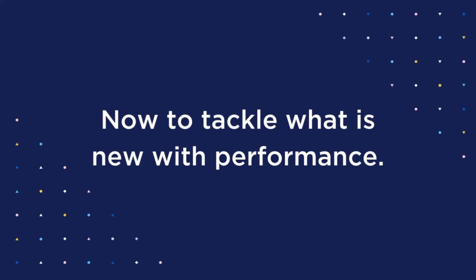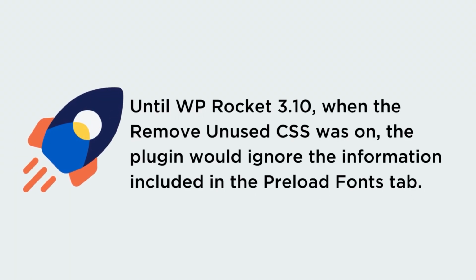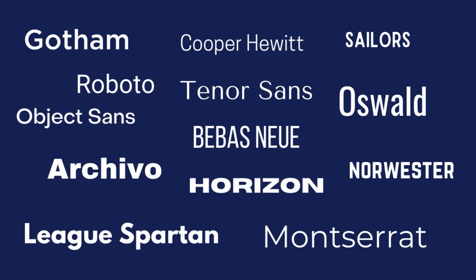Now let's tackle what's new with performance. Within this major release, we have changed how the preload font feature works. Until WP Rocket 3.10, when the remove unused CSS was on, the plugin would ignore the information included in the preload fonts tab. With the update, there has been an important change. When activating the remove unused CSS option and generating the used CSS, WP Rocket automatically identifies all the fonts and preloads them automatically. So now you may be wondering, why did we do this? Simply because, according to the tests we ran, sites will get a better PageSpeed Insights score.